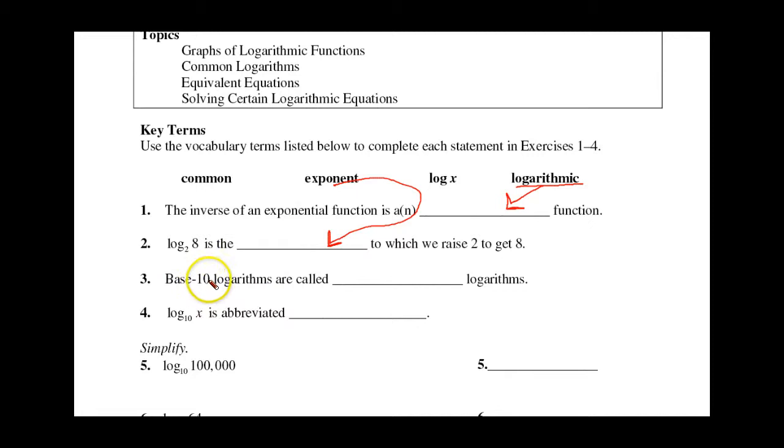Base 10 logarithms are called common logarithms, and log base 10 of x is abbreviated log x. If it's 10, that is the common logarithm, we don't have to write the 10.